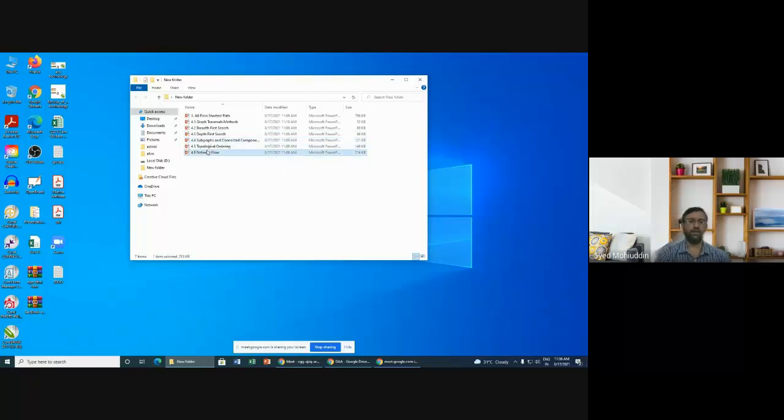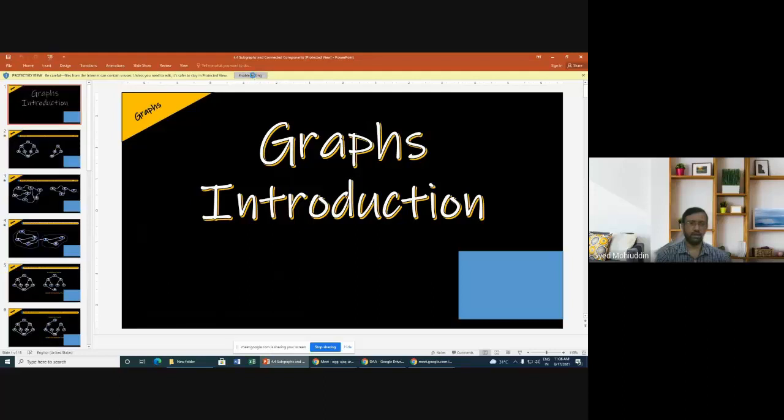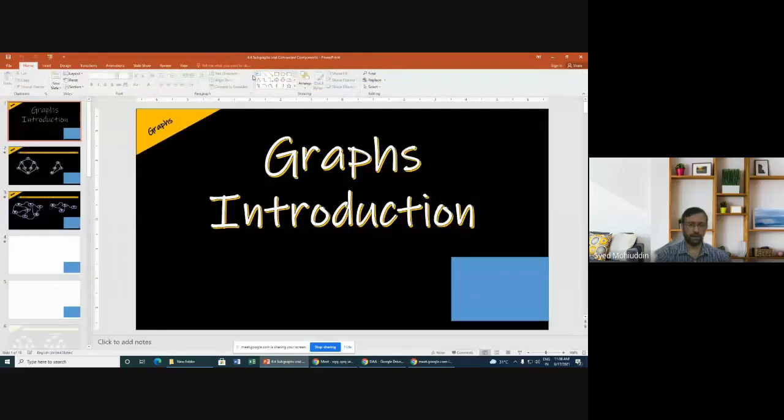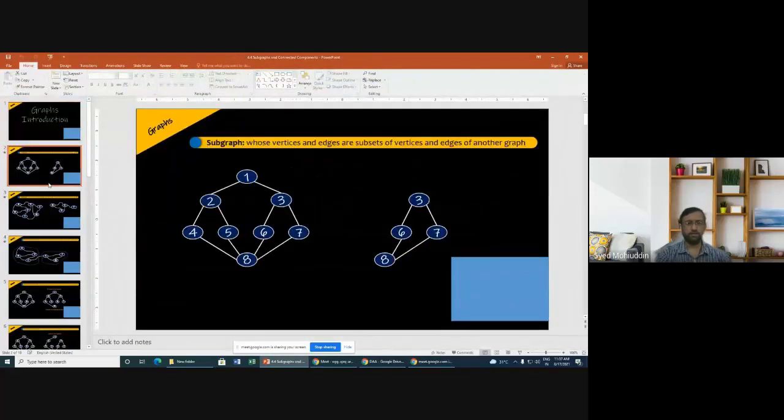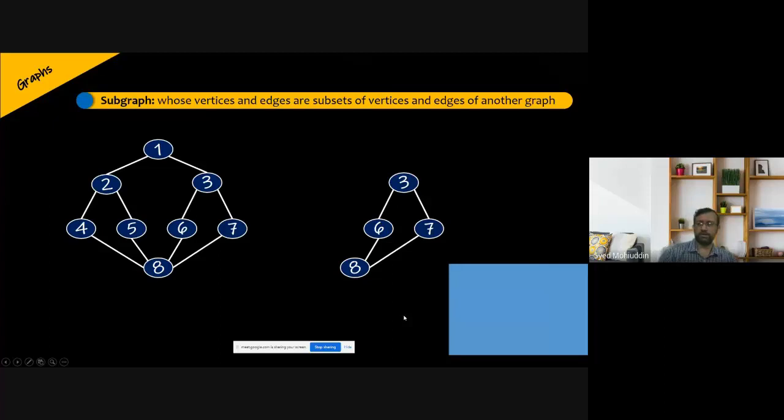Now let us move further with the other topic of graphs. Now, there are certain terms and definitions we need to know about graphs, because that's going to help us in future topics. Now, we already know graph. Graph is a set of vertices and set of edges.